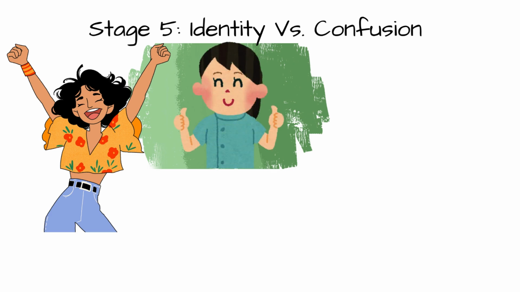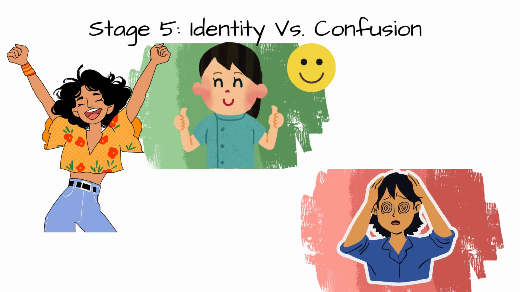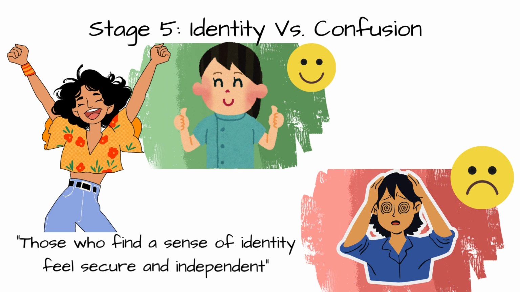During adolescence, teens explore different behaviors, roles, and identities. Erikson believed that this stage was particularly crucial and that forging a strong identity serves as a basis for finding future direction in life. Those who find a sense of identity feel secure, independent, and ready to face the future, while those who remain confused may feel lost, insecure, and unsure of their place in the world.